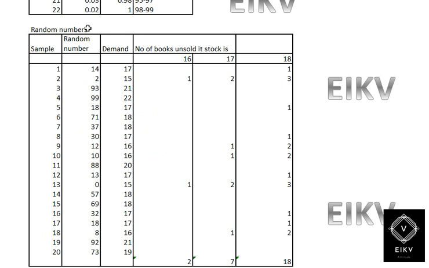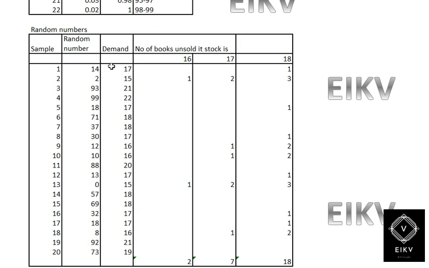Now we are going to compute the statement showing computation of demand. Over here we made 6 columns, in which first we have the sample number. Sample number is the time period, ranging from 1 to 20, noted in the first column. In the second column it is the random number, and the third column is demand. The fourth column is the number of books unsold in stock.